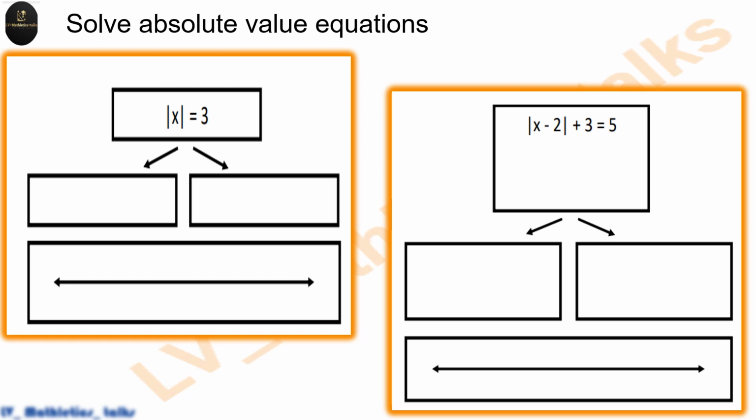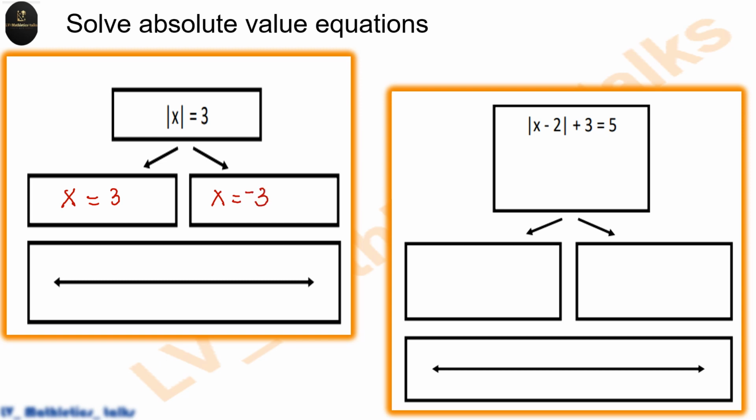Let's see how to solve this equation. The absolute value of x is equal to 3. In this, the left hand side already has the absolute value term isolated, so we can go ahead with the next step. What is the second step? To split this into two equations. What is the first equation? x is equal to 3. And the second equation will be x is equal to negative 3.